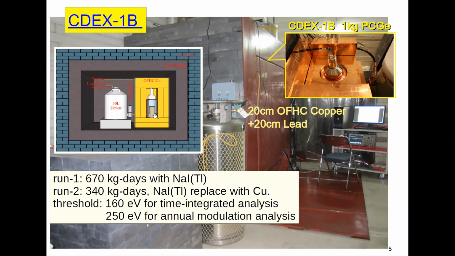In run one, the 1 kilogram point contact germanium detector is covered by a sodium iodide detector, and in run two, the sodium iodide detector is replaced with some copper. And here we adopt a 160 eV threshold for the time integral analysis, but due to the fluctuation of the noise edge, we adopt 250 eV for the annual modulation analysis.